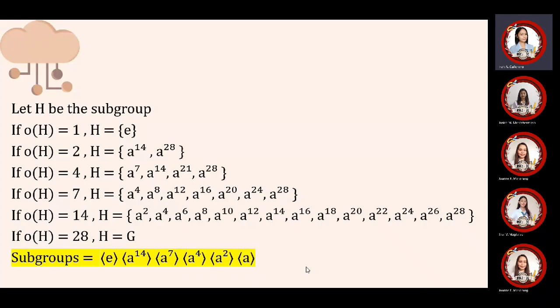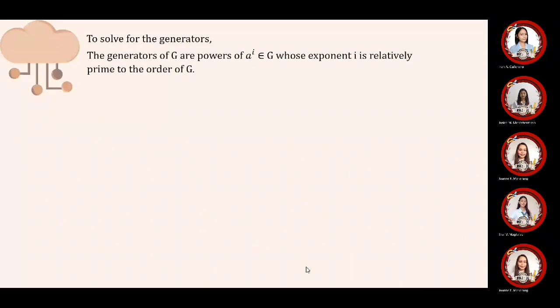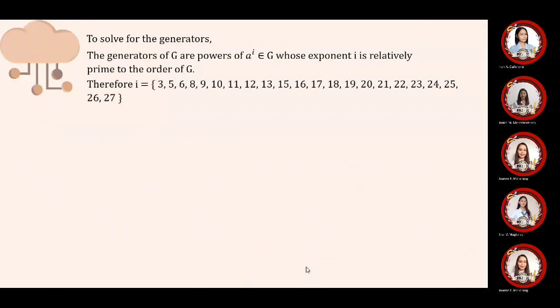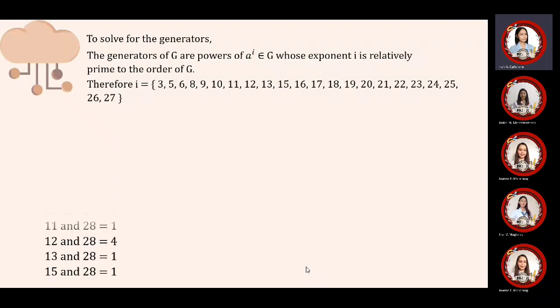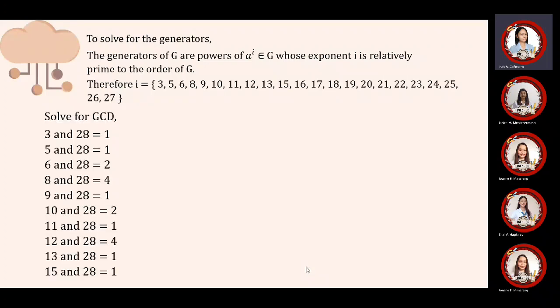To solve for the generator of G, A raised to I must be solved where I and order of G must be relatively prime. Therefore, our I is the elements of our G that are not factors of our order of G. We will get 3, 5, 6, 8, 9, 10, 11, 12, 13, 15, 16, 17, 18, 19, 20, 21, 22, 23, 24, 25, 26, and 27.